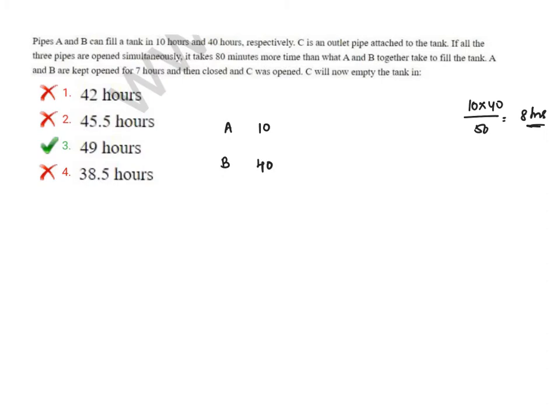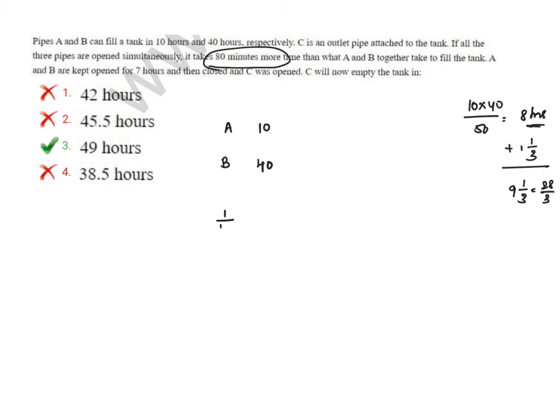C is an outlet pipe attached to the tank. If the three pipes are open simultaneously, it takes 80 minutes more. 80 minutes more means 1/3 hour extra. They take 9 1/3, which is 28/3 hours.